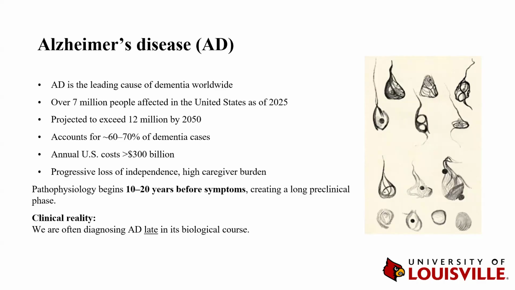And this is highlighting the reality that we're diagnosing AD too late in the disease process. Is there anything that we could do to diagnose this earlier? Maybe counsel the patient and the patient's family on what to expect moving forward, or maybe even have some sort of intervention.